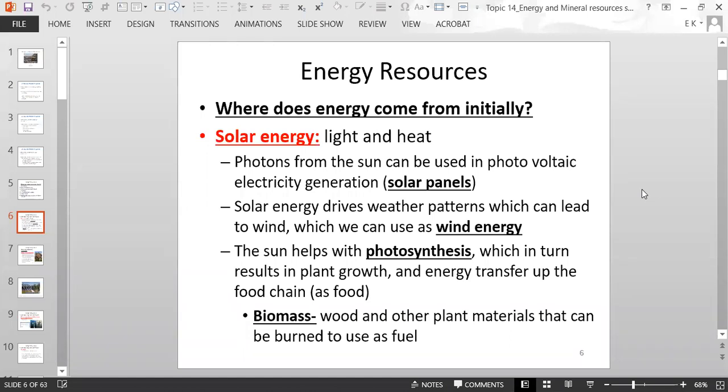It's related to biomass because not only are we able to transfer energy up the food chain, starting with the photosynthetic organisms, but we also then have the creation of biomass, which is the plant materials, the wood. And that can also be used as a fuel, but that originally is coming from solar energy. So everything on this slide is initially driven by solar energy.